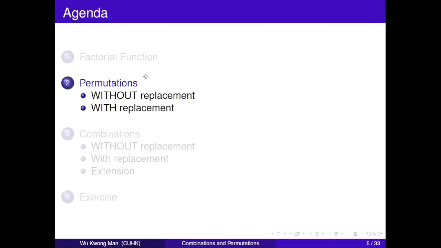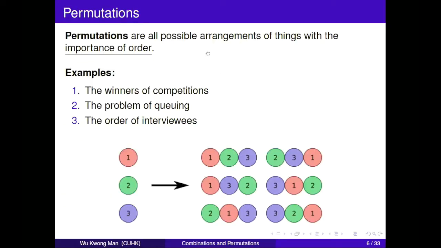After having basic knowledge about factorial functions, we can move on to permutations. Permutation means the number of all possible arrangements of objects where order matters. For instance, the winners in all kinds of competitions, the problem of lighting up, and all kinds of order problems are permutations. From the graph below, we can see that all the outcomes contain the same numbers 1, 2, and 3, but they are in different orders, showing the importance of order in permutations.